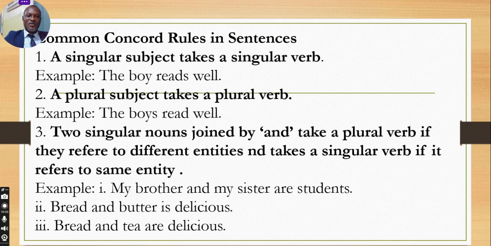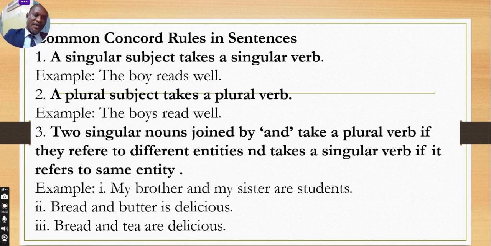Number two, a plural subject takes a plural verb. For example, the boys read well. Now, the boys read well, not "the boys reads," because you have boys, which you think is the plural subject, and then you want to add S to the reads. "The boys reads well." Incorrect. So say the boy reads or the boys read. I hope you're following me.